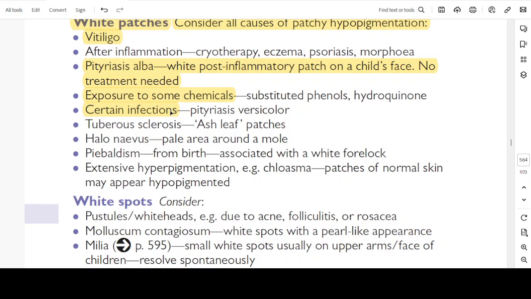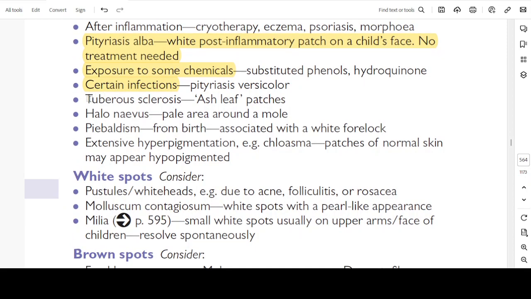Certain infections, pityriasis versicolor, can cause either hypopigmentation or hyperpigmentation. In this case, hyperpigmentation. Tuberous sclerosis, the ash leaf patches are hypopigmented patches. Halo nevus, pale area around a mole. Piebaldism from birth is associated with a white forelock, meaning white hair.